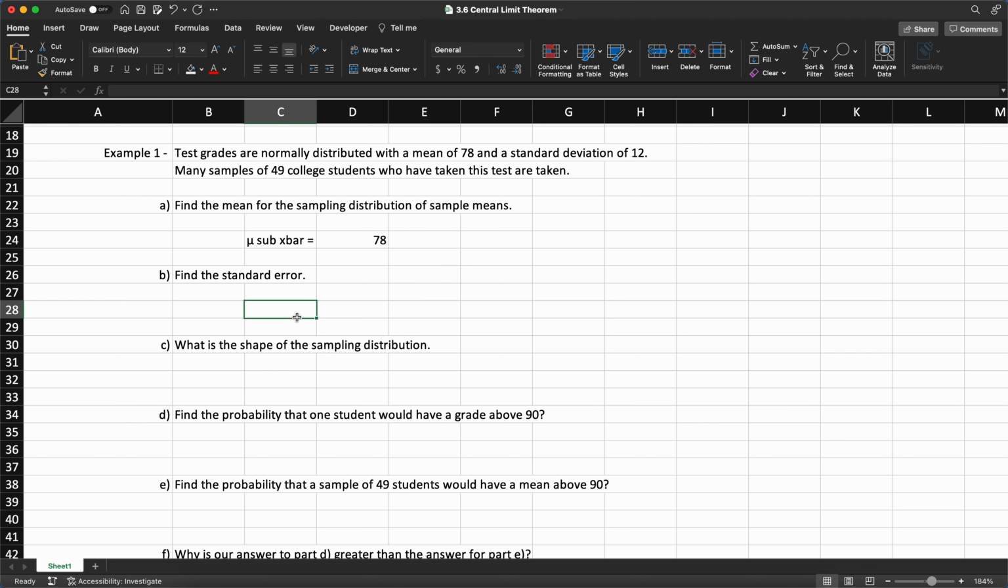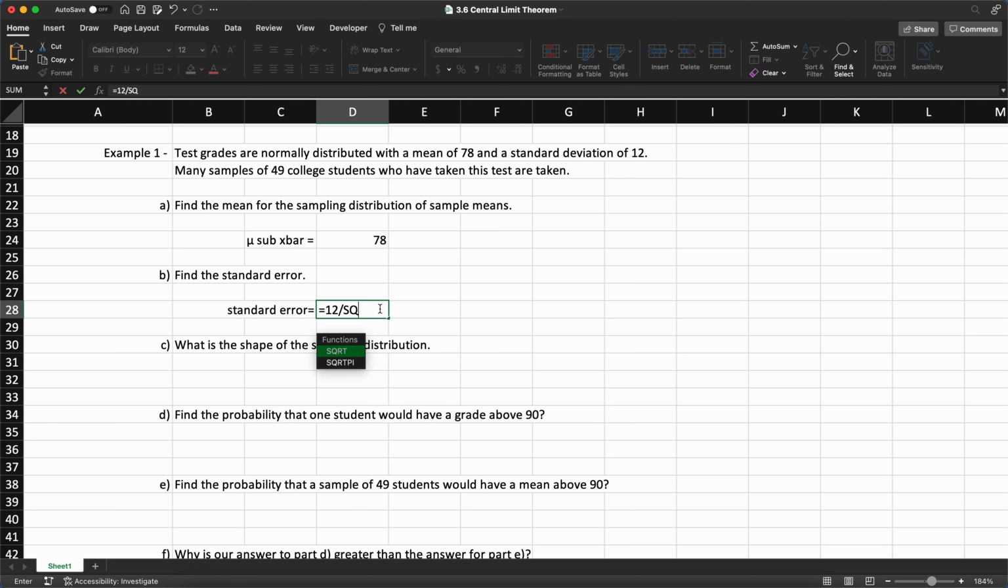Now the standard error, and this is sigma sub x bar. Actually, we can just call this standard error. That's going to be equal to the population standard deviation, which is 12, divided by the square root of the sample size. So I'm taking a bunch of samples of 49 students. And so that's going to come out to 1.714. The square root of 49 is 7. 12 divided by 7 is about 1.7.